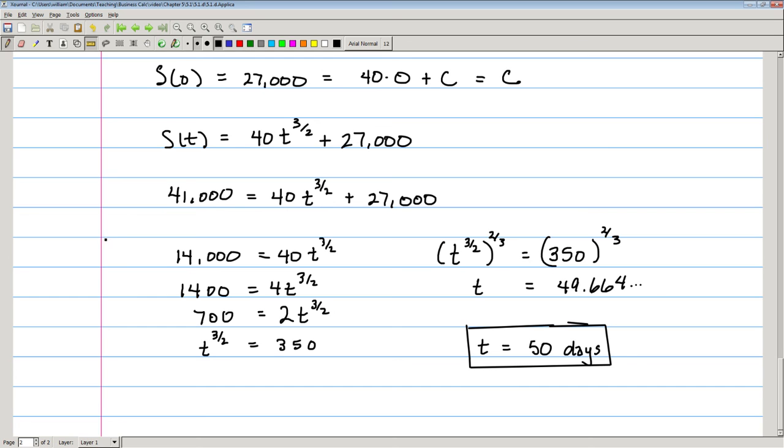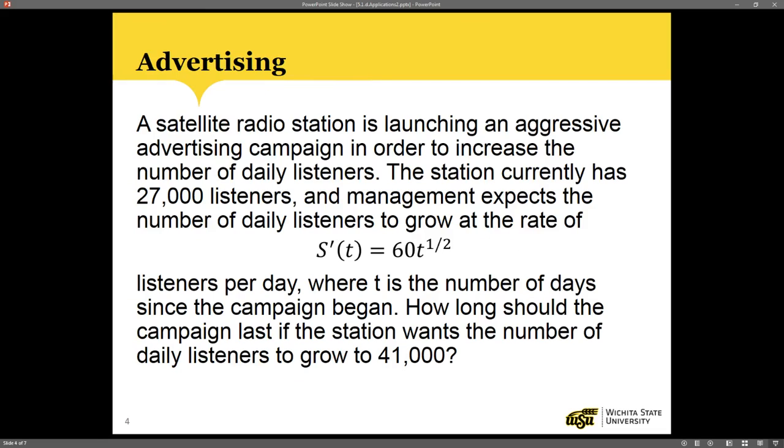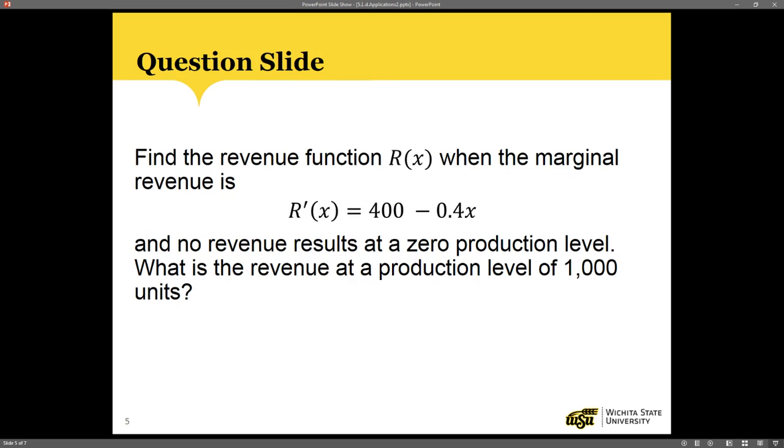Now let's go back to our slide. Let's give you a problem to work on. You may need a piece of paper and a pencil to do some calculations. Find the revenue function when the marginal revenue is given by the following equation. R prime equals 400 minus 0.4x. And no revenue results at a zero production level.